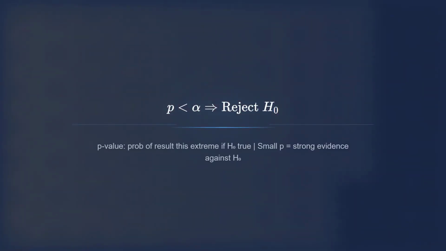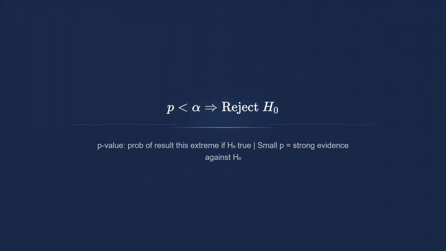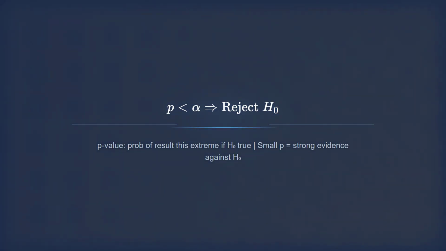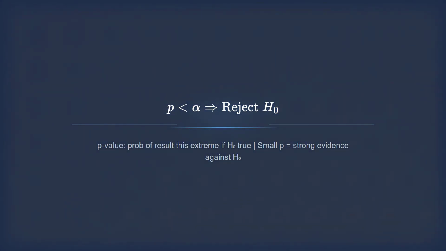Step 4 offers a second approach, the p-value method. The p-value is the probability of observing a test statistic as extreme as yours, or more extreme, assuming the null hypothesis is true. The decision rule is simple. If p-value is less than alpha, reject H0. If p-value is greater than or equal to alpha, fail to reject.